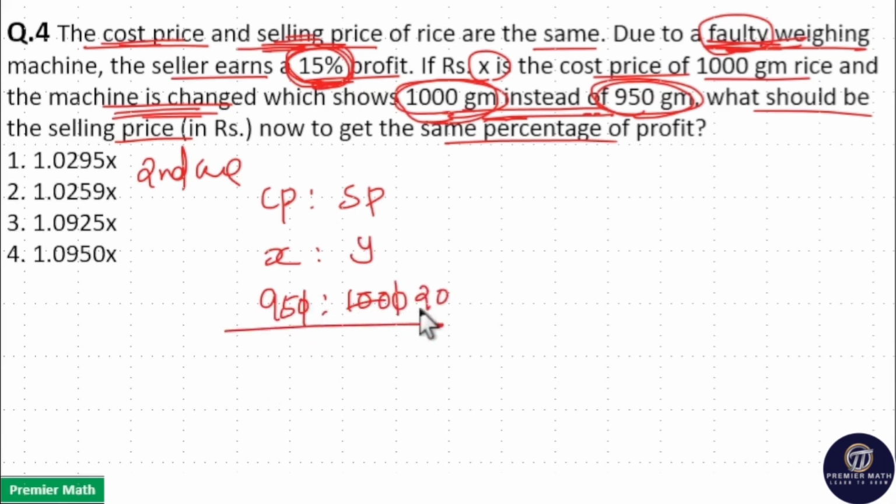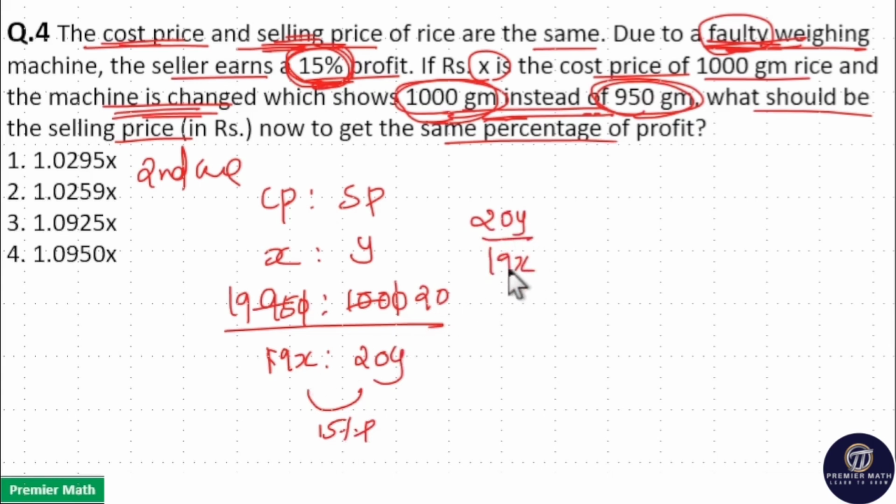5 goes 20 times in 100, 5 goes 19 times in 95. So this is equal to 19x and 20y. Sell price and cost price ratio is 19x and 20y, and this is equal to 15% profit. So here 20y divided by 19x is the sell price cost price ratio. This should be equal to the 15% profit ratio.